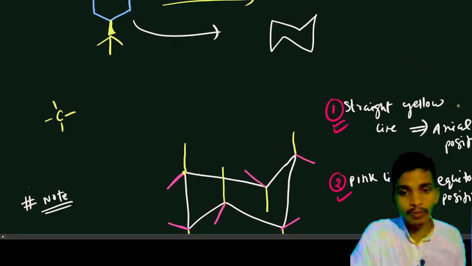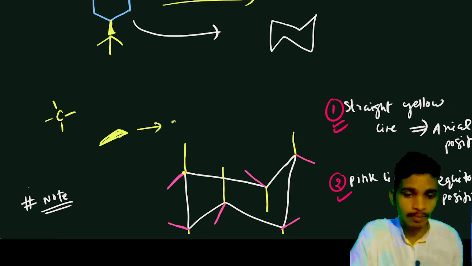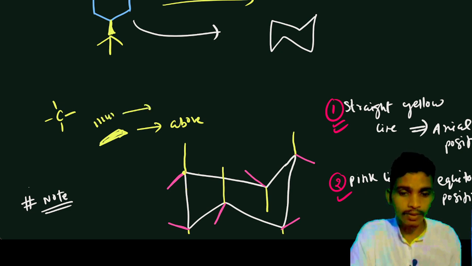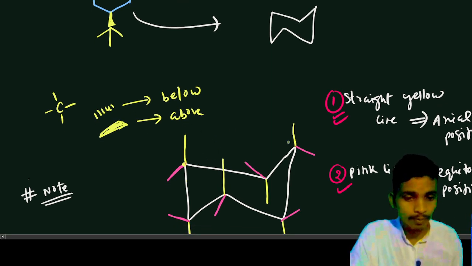Whenever in a group, we know that this shows above and this shows below. So whenever you say this is above, we have to put this one on the above side only. Okay?